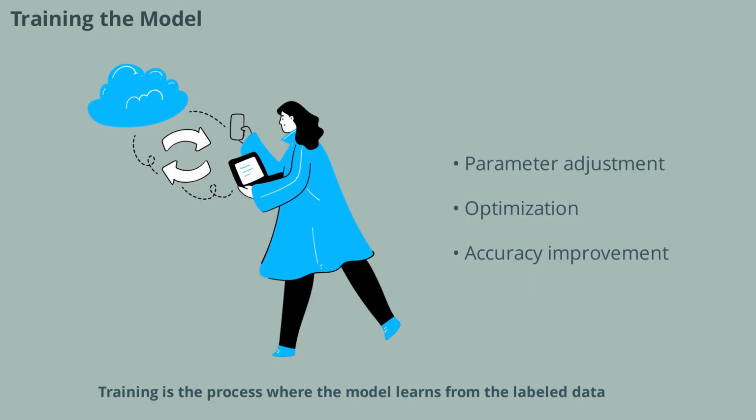Training is the process where the model learns from the labeled data. During training, the algorithm adjusts its internal parameters to minimize the difference between its predictions and the actual labels. This is done using optimization techniques like gradient descent. The model iteratively improves its accuracy as it processes more data, eventually becoming capable of making reliable predictions.